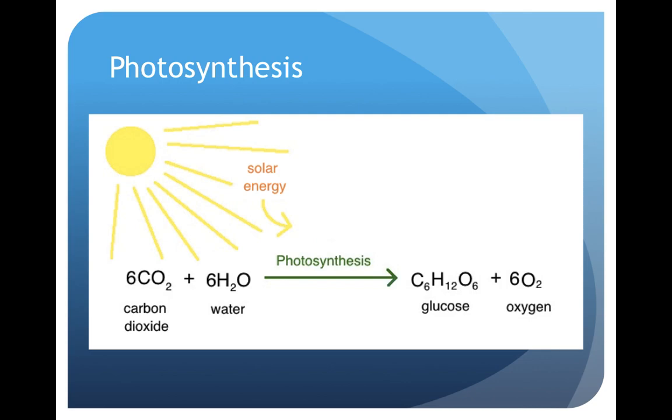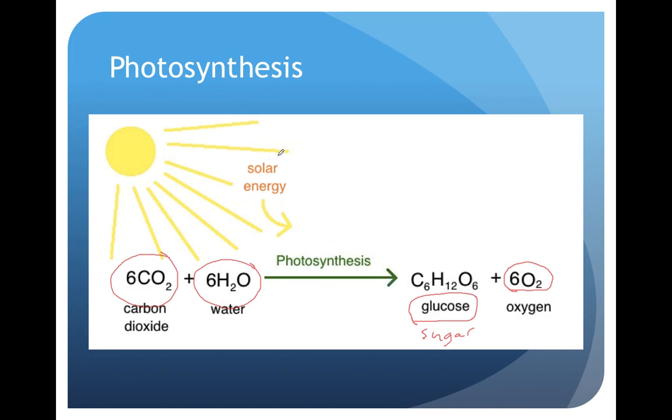Next, we're going to talk about photosynthesis. Photosynthesis is a process by which plants breathe in carbon dioxide, CO2, and take in water and produce glucose or carbohydrates or sugar, in other words, and they produce oxygen. This is the chemical equation that undergoes photosynthesis, that undergoes all plant life.